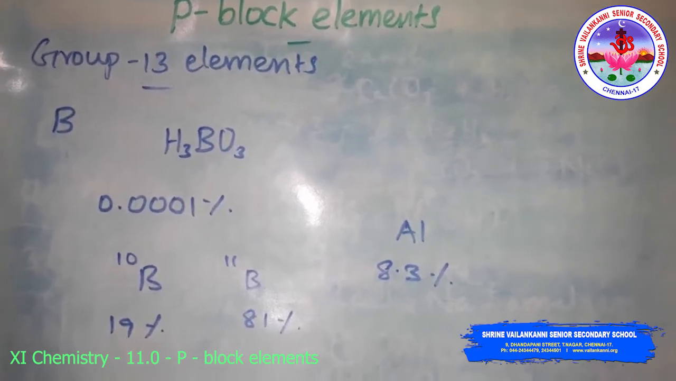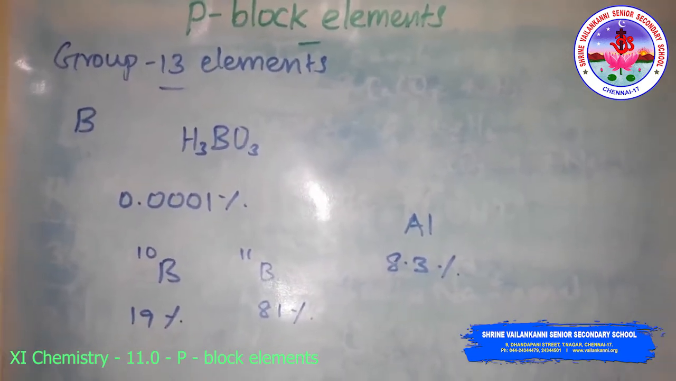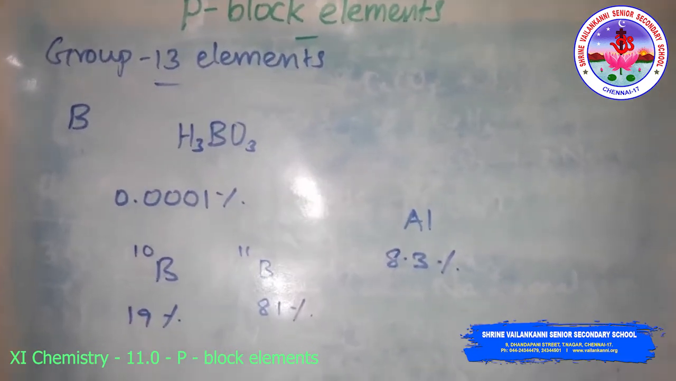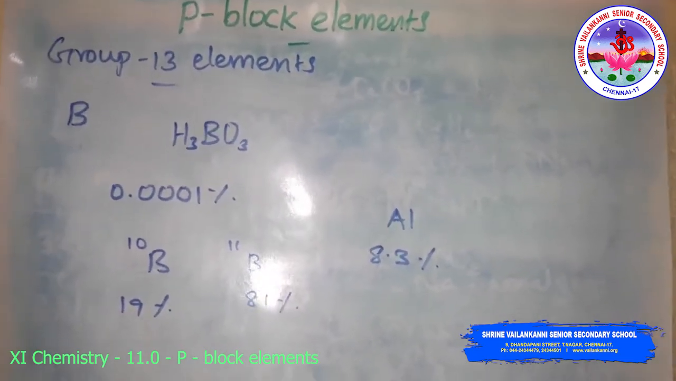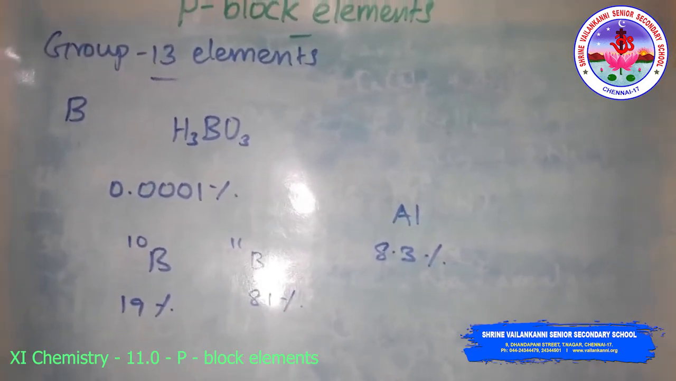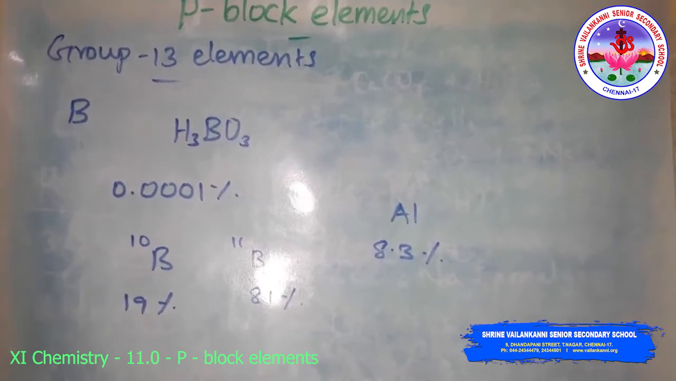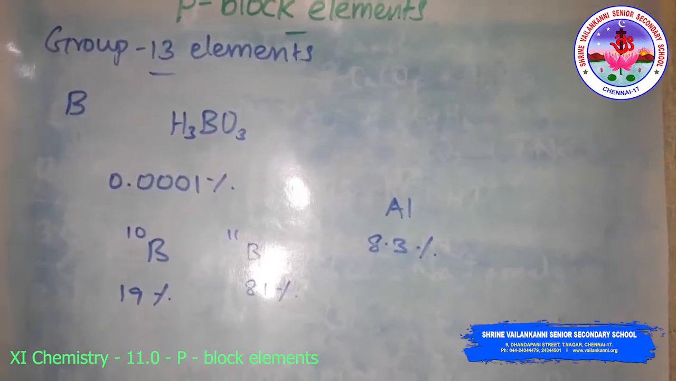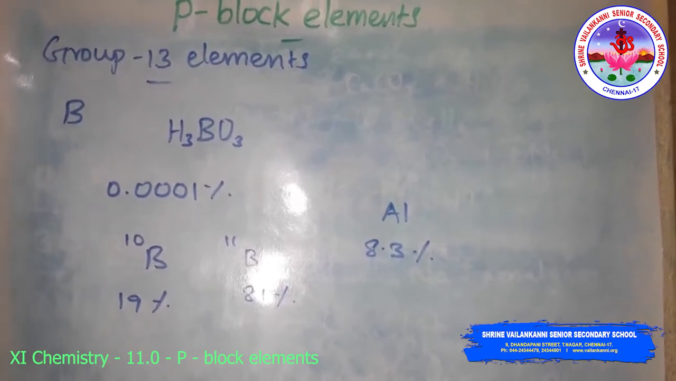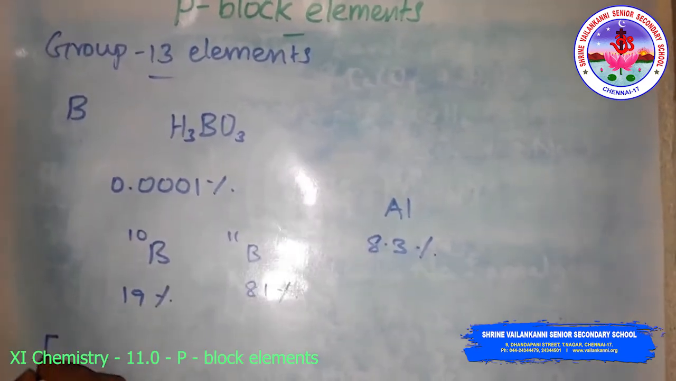Here we are going to see the atomic, physical and chemical properties of these elements: electronic configuration, atomic radii, ionization enthalpy, electronegativity, then the physical and chemical properties. First we will see the electronic configuration.